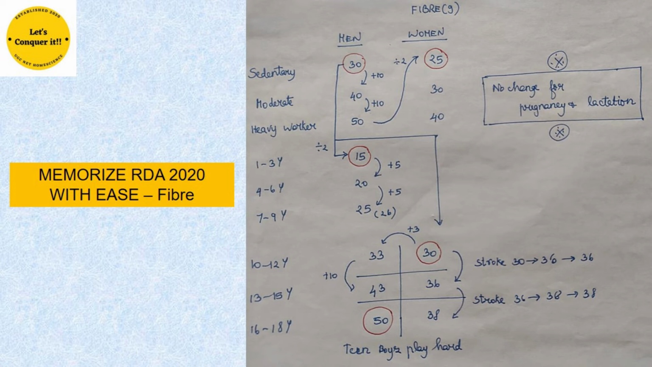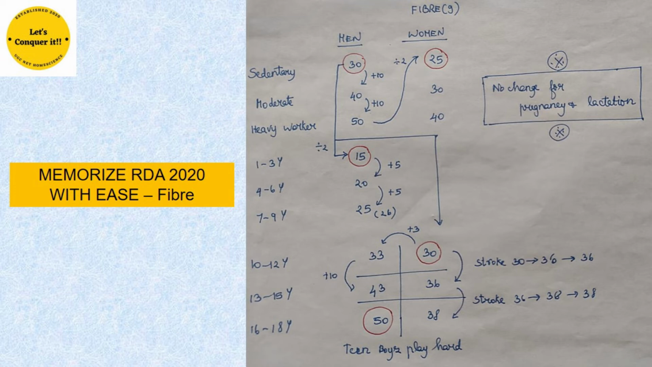Now let's come to the next category, that is 10 to 12 year old, 13 to 15 and 16 to 18 year old. From 10 years old, most of the nutrients will start changing for girls and boys. I have not mentioned here which is boys and which is girls. In any of my videos, the first column is for boys and the second column is for girls. Now we are going to start by taking the values from the girls category.